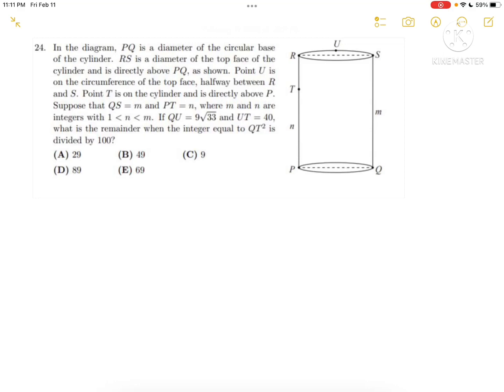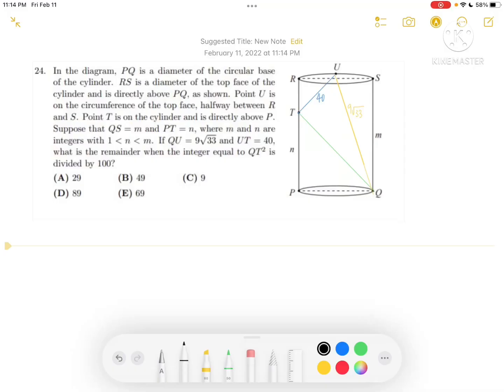If QU is equal to 9 root 33 and UT is equal to 40, what is the remainder when the integer QT squared is divided by 100? If you have already done this problem, I'm so proud of you and I'm excited to solve it with you. If you haven't solved this problem yet, feel free to pause this video and come back when you have a solution. Let's start solving the question.